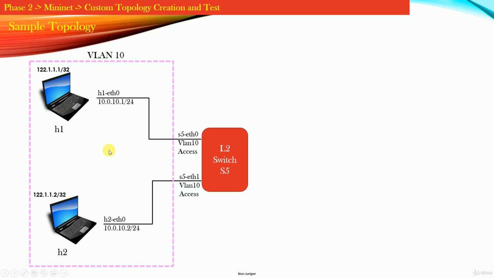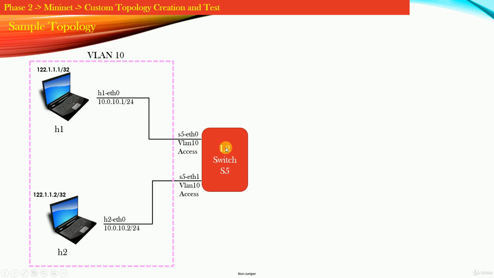And you can see that the host machine H1 and H2 are present in the same subnet. How do you determine whether they are present in the same subnet? Because they have a local interface which is configured with an IP address such that both of these interfaces belong to the same subnet, right?